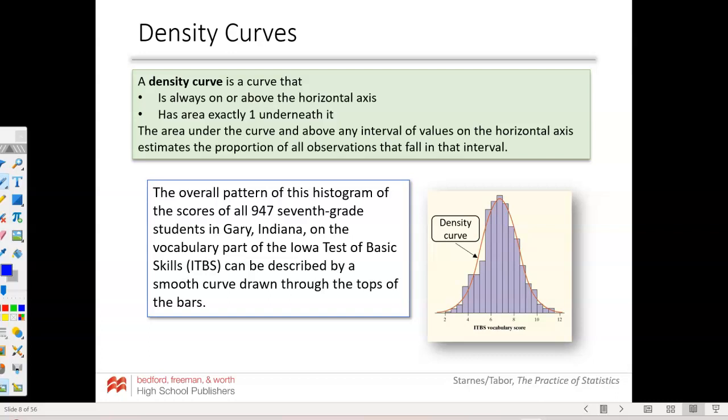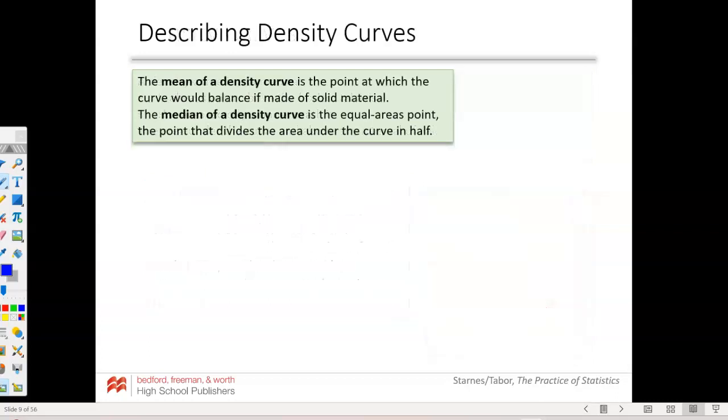So this is about 7th grade students on the vocabulary part of the Iowa test. Standardized test scores very much fall under a normal curve. They have this kind of shape to them. So SAT scores, ACT scores, all those kinds of standardized tests, and lots of times even tests in the classroom have this kind of look to the data. A lot of folks around the mean, somewhat symmetrical, and kind of spread out.